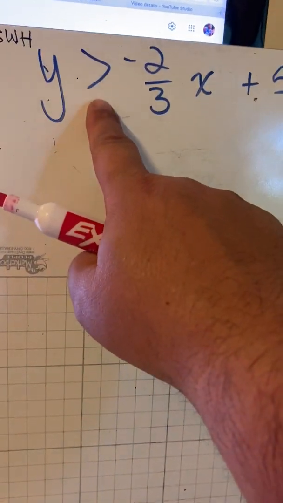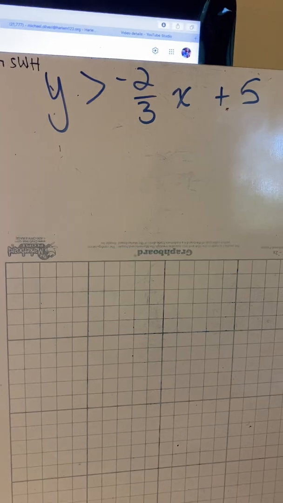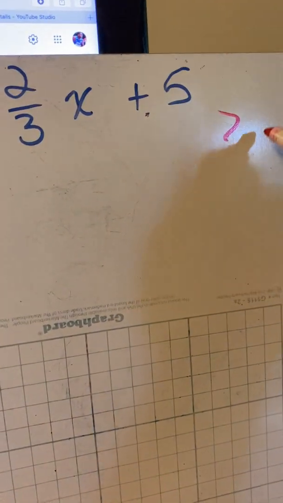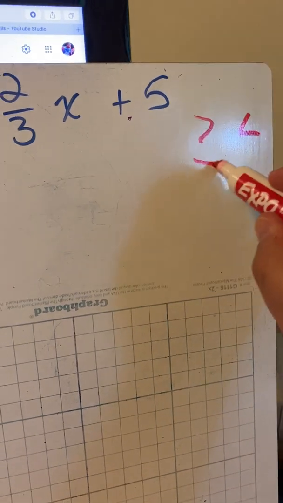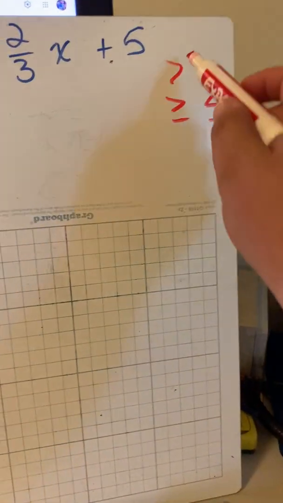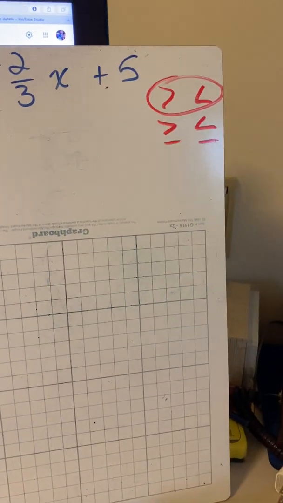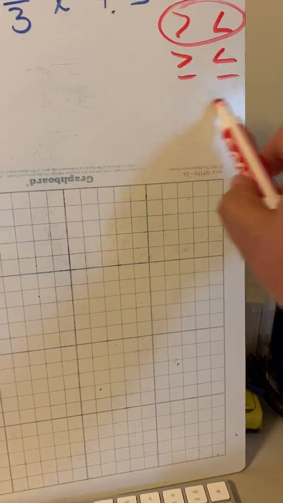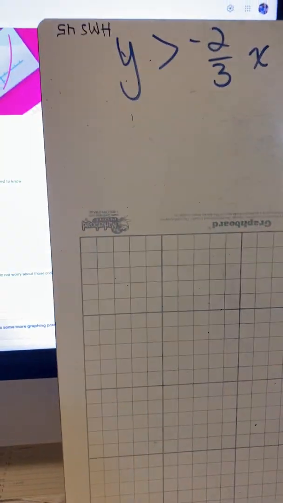That's an inequality. The greater than, less than, greater than or less than signs are inequalities. There are 4 different kinds: greater than, less than, greater than or equal to, less than or equal to. Those are the 4 signs. The greater than and less than signs will be dotted lines. The greater than or equal to or less than or equal to are solid lines. In this one, it's a dotted line.